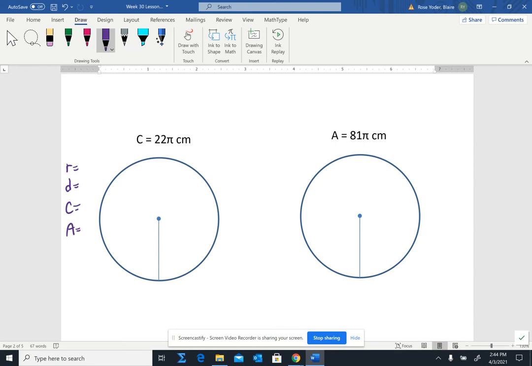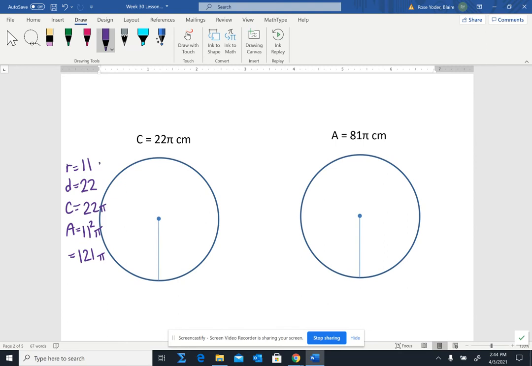So if you're checking your answer, the circumference was 22 pi. So all you have to do to find the diameter is divide by pi, take the pi off, 22. The radius is half of that, that's 11. And then you need to know the radius in order to find the area. You square it. 11 squared pi is 121 pi.